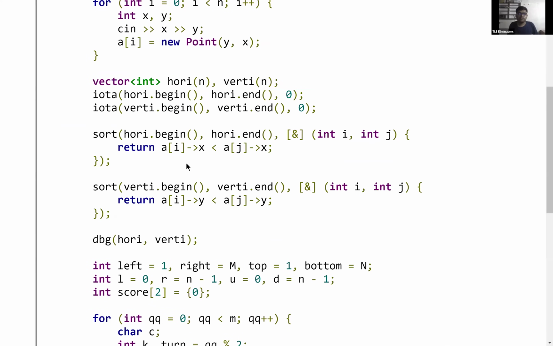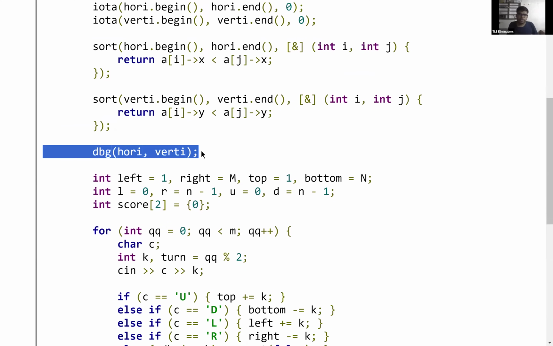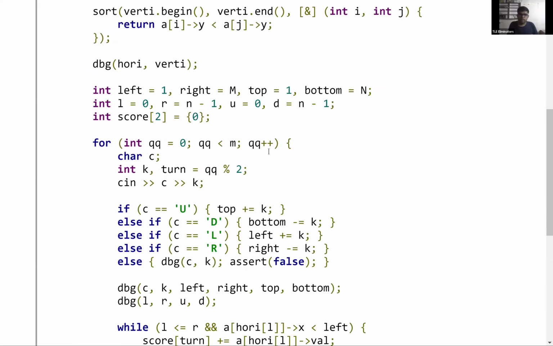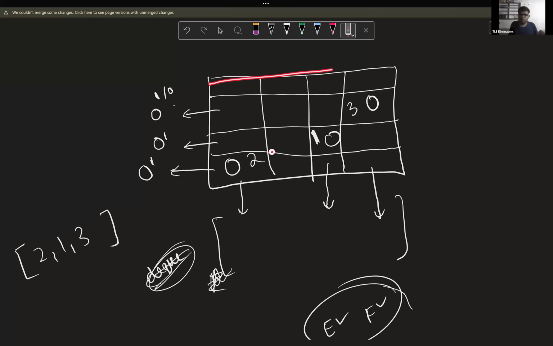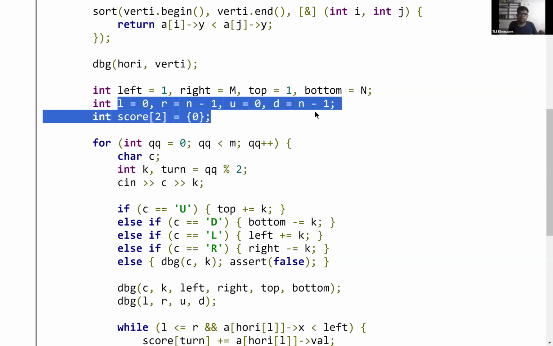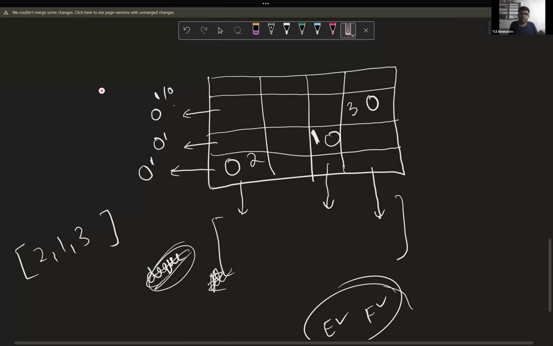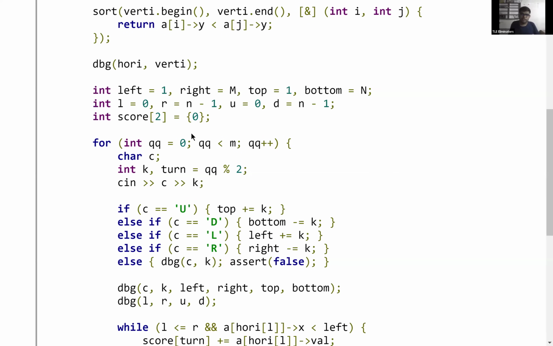I have just done this part, and you can ignore this dbg line. Then I have a few variables keeping track of the first row, the last row, the rightmost column, the leftmost column, and so on. Then these pointers keep track of the points which have not been removed so far in the hori and vertical arrays, and this score array is just keeping track of the scores of both Alice and Bob.